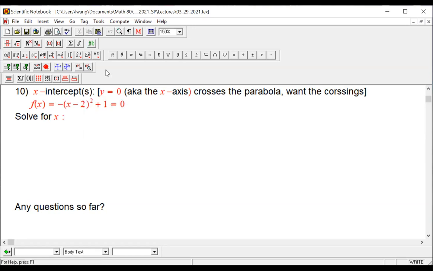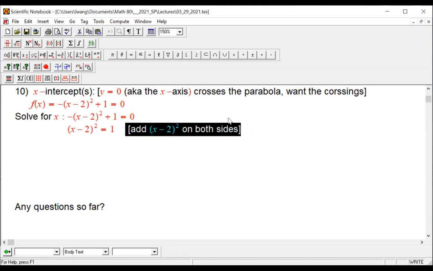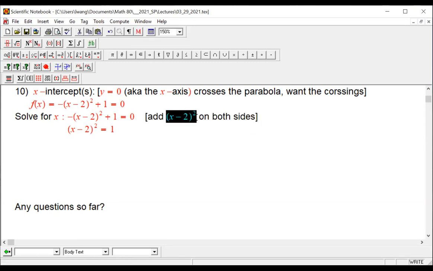And from this equation, we're going to subtract one on both sides. Well, you can add the perfect square on both sides. Either way, you're going to get (x minus 2) squared equals 1. So I'm adding (x minus 2) squared on both sides, and we get this. Any questions so far? No questions?